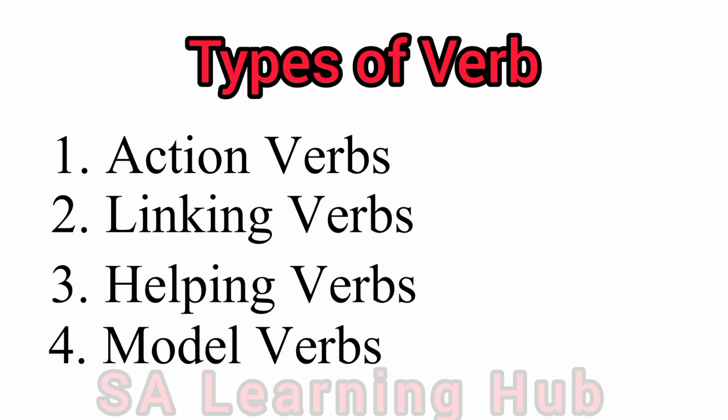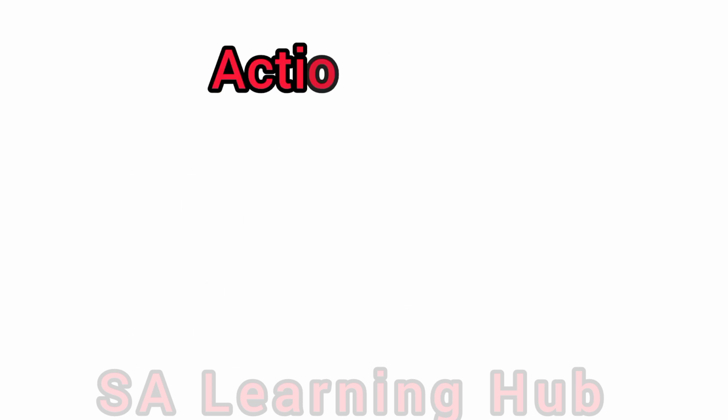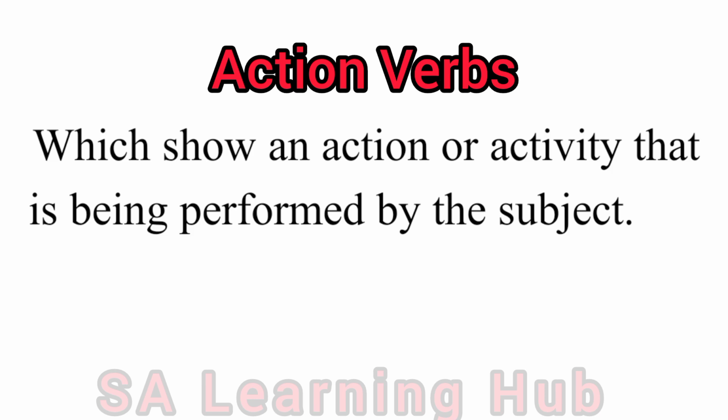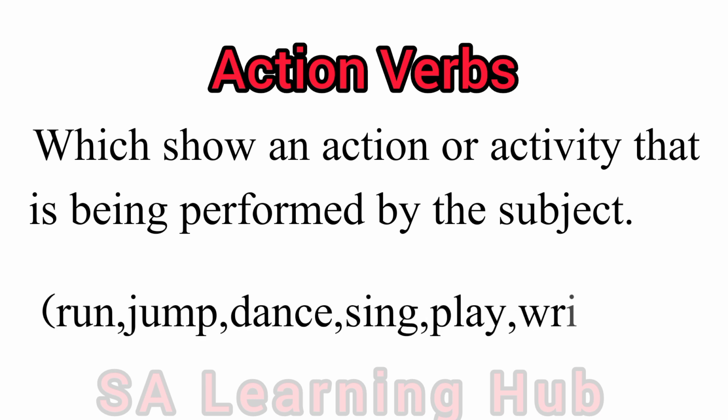So let's understand them one by one. First of all, we see the first type of verbs, which is action verbs. These are the verbs that show an action or activity that is being performed by the subject. For example, it includes run, jump, dance, sing, play, write, cook, eat, etc. These are all action verbs. Any activity which is being performed is called an action verb.